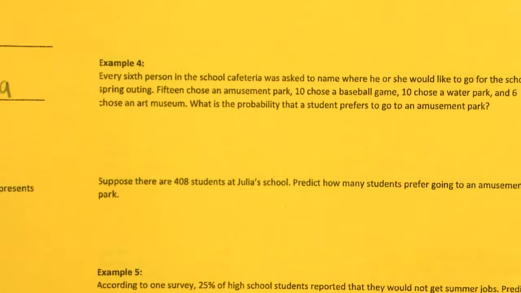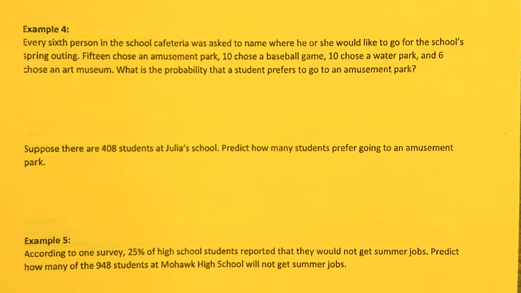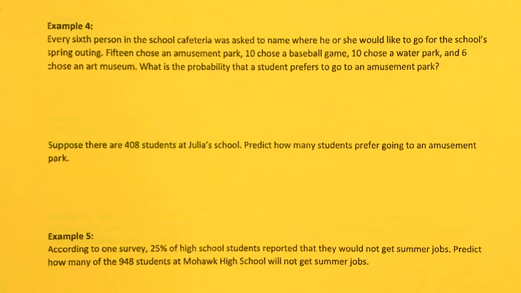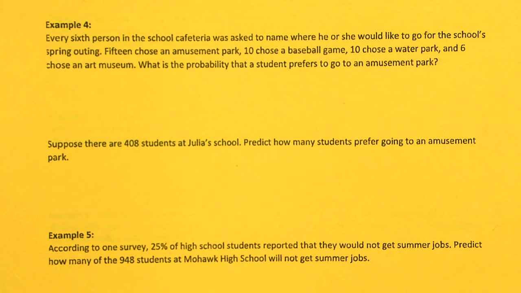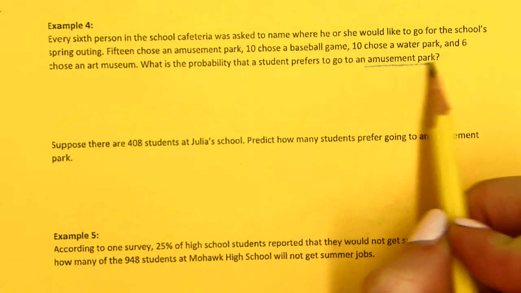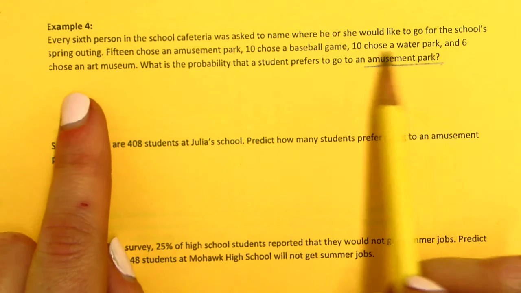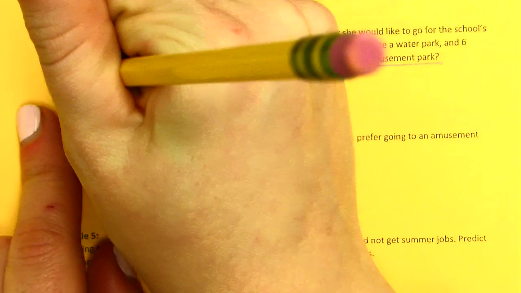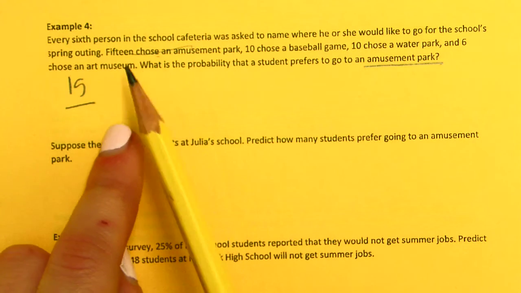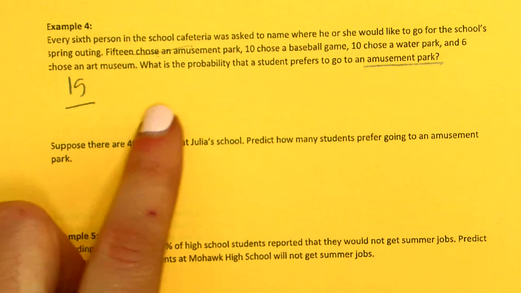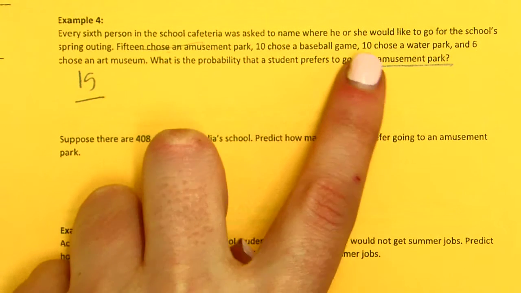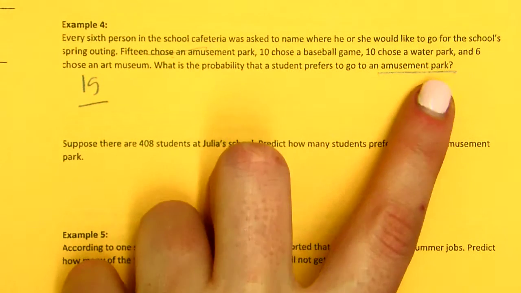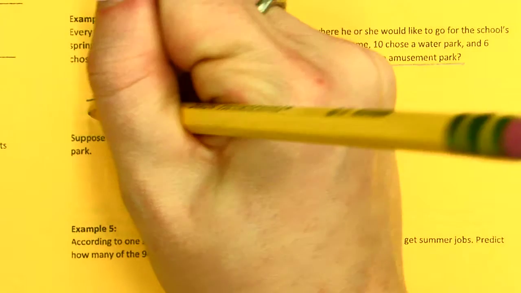Example 4 says every 6th person in the school cafeteria was asked to name where he or she would like to go for the school spring outing. 15 chose an amusement park, 10 chose a baseball game, 10 chose a water park, and 6 chose an art museum. What is the probability that a student prefers to go to the amusement park? How many like the amusement park? 15 out of how many students total? We had 15 plus 10 plus 10 plus 6, so that would be 41 students total.